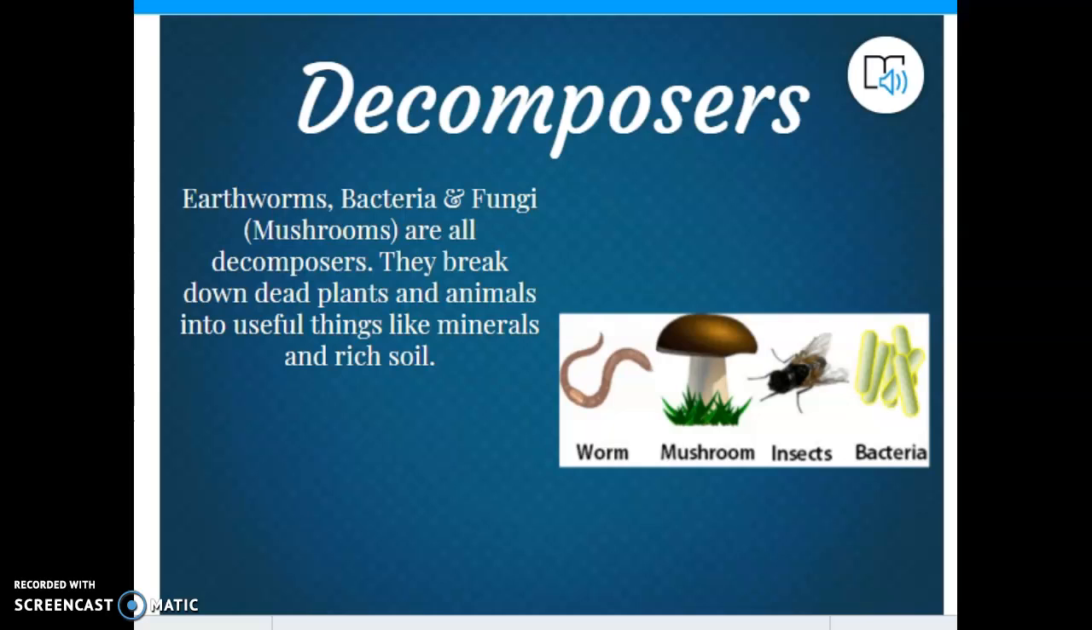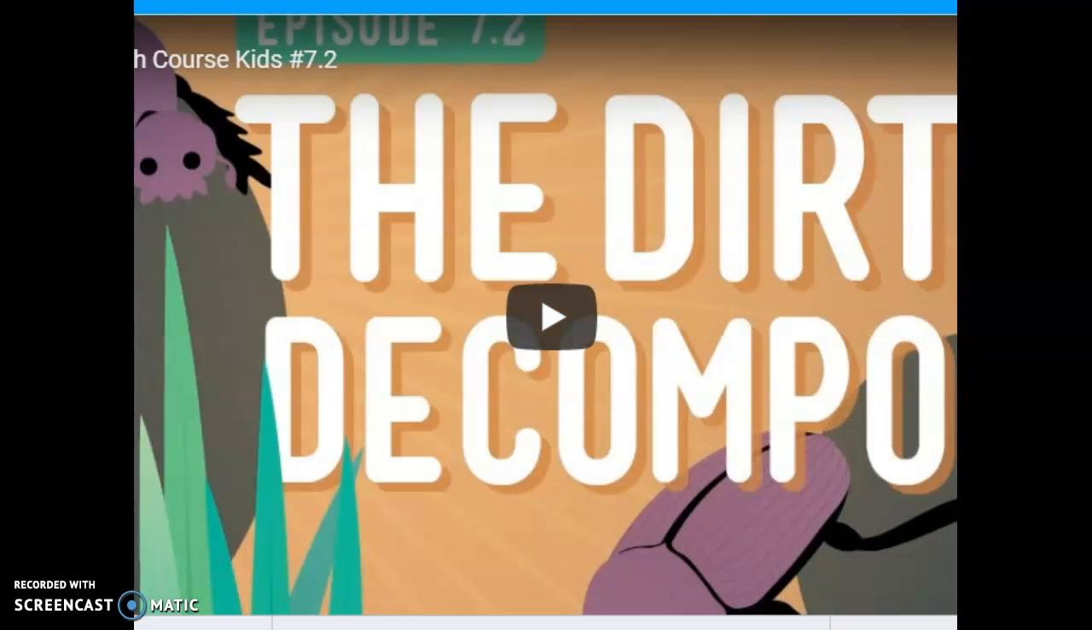So we finished off with our decomposers, and we said that decomposers break down dead plants and animals into useful things like minerals and rich soil. Essentially, decomposers break down dead things, and they make good soil when they do that. Fantastic video listed here that you can watch on your own. And you'll have time to do that when you go back through the Nearpod slides.